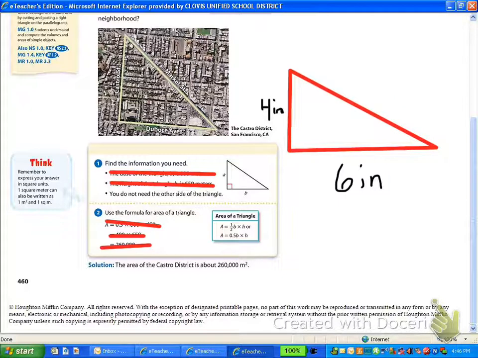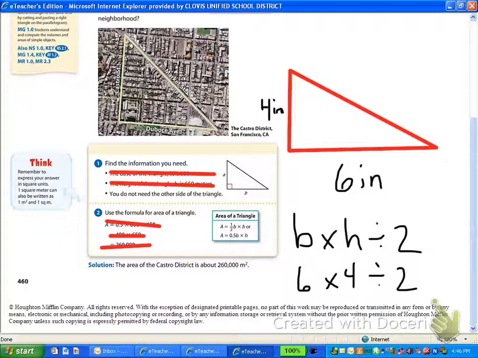I also show them base times height divided by 2. Because the base is 6, the height is 4, and you divide that by 2. So 6 times 4 is 24. 24 divided by 2 equals 12. So there's 3 ways that they can do it, and hopefully one of them will click. That'll help them get the right answer.